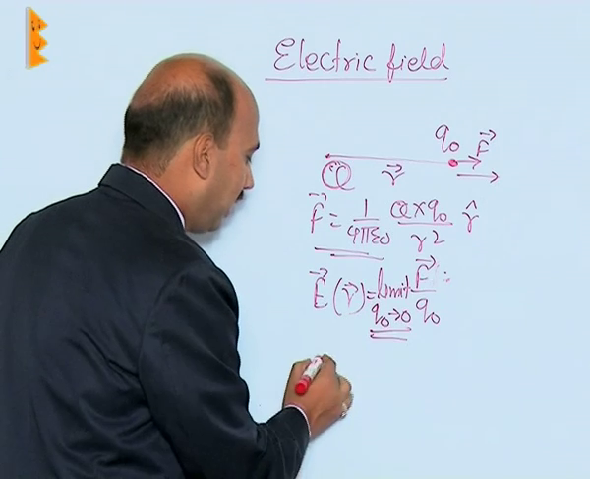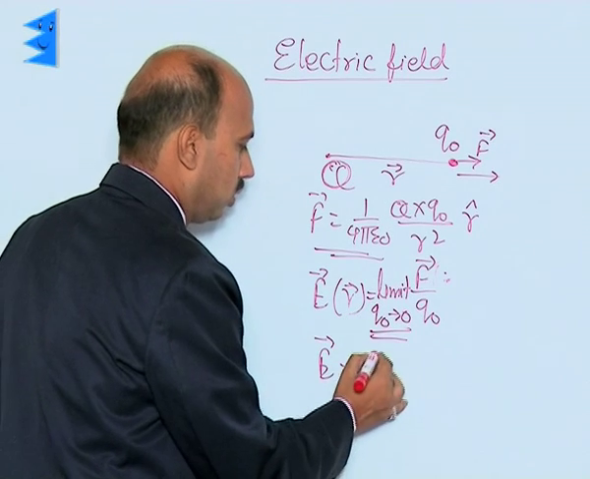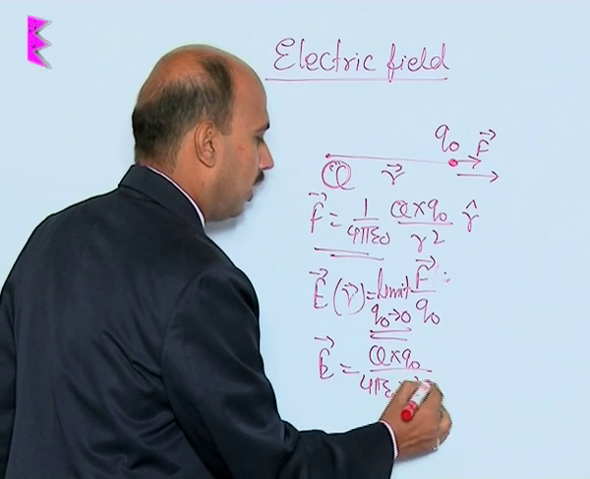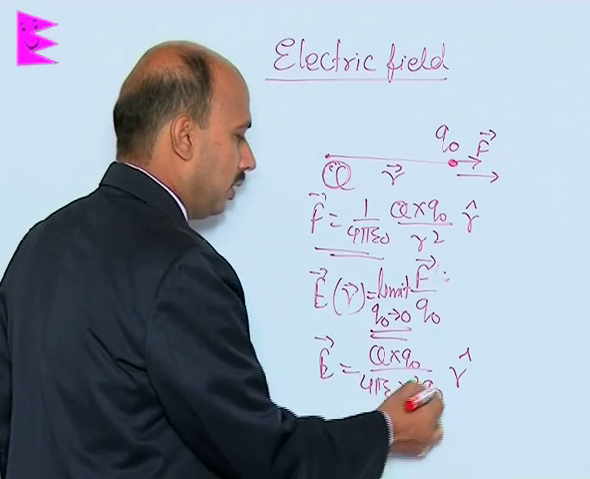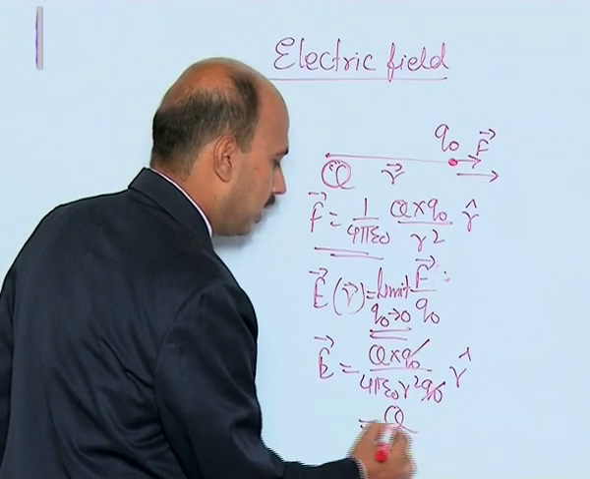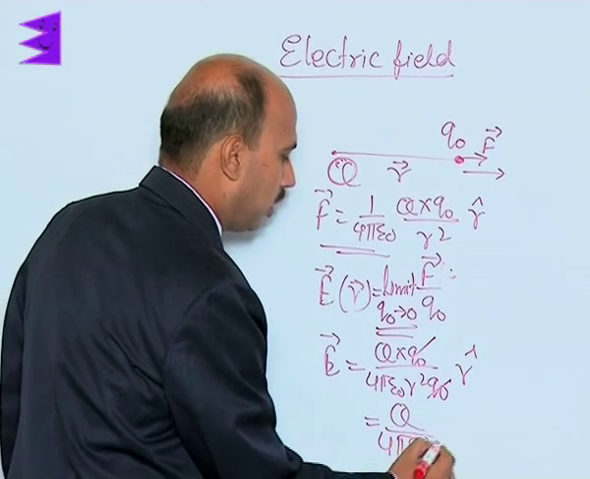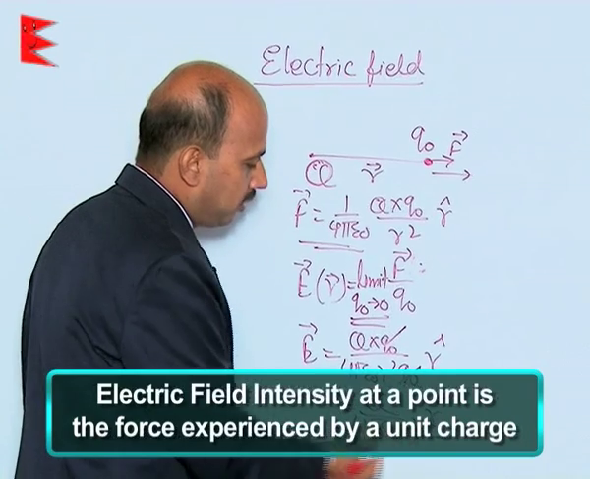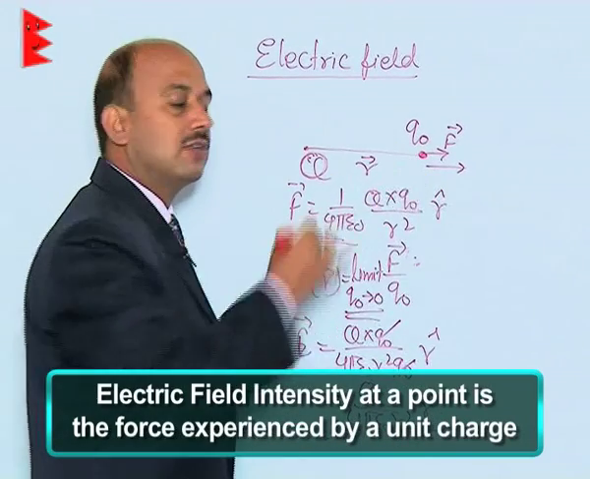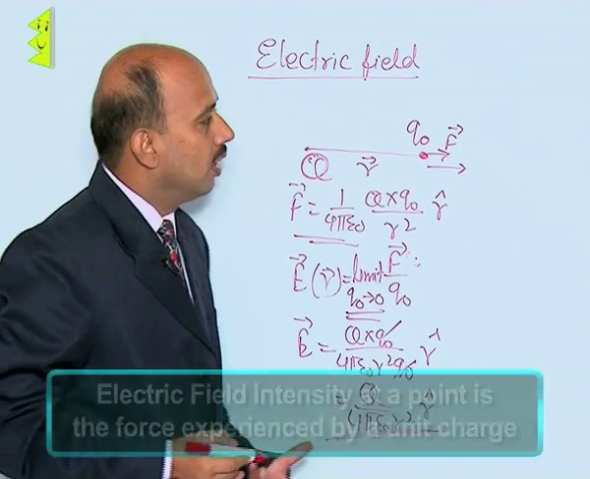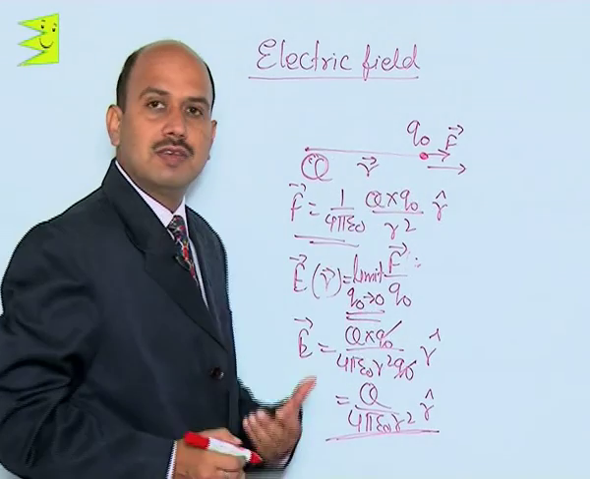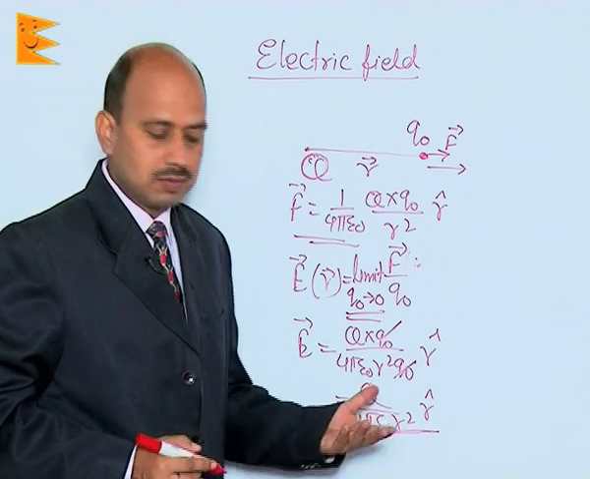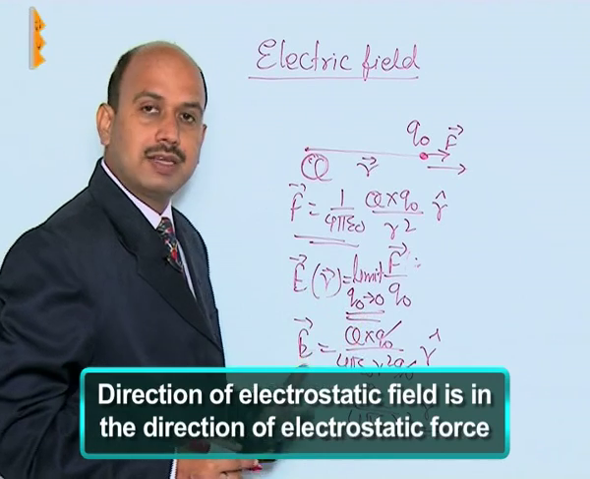Now, we can write E is equal to Q into q naught divided by 4 pi epsilon naught r square q naught r cap. The q naught will get cancelled. So, we will be getting Q upon 4 pi epsilon naught r square r cap. So, this is equal to the force experienced by unit charge placed at this point. Thus, electric field intensity at a point is defined as the electrostatic force experienced by unit charge placed at that point. So, now this is about electric field intensity.